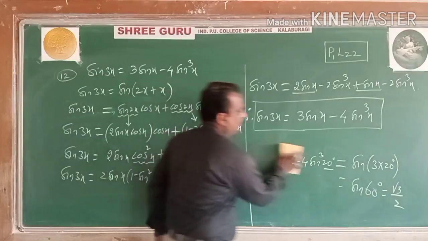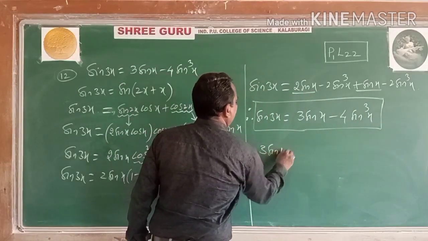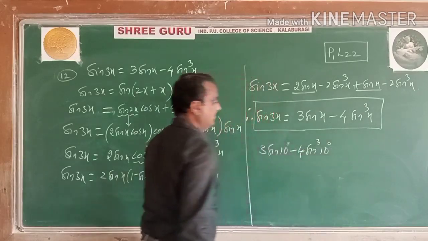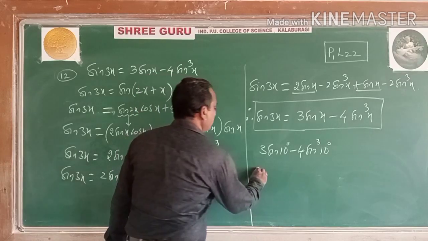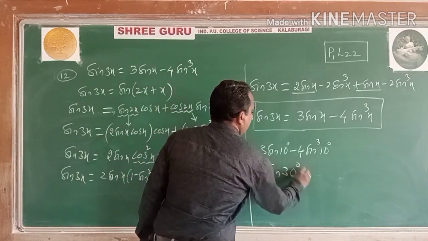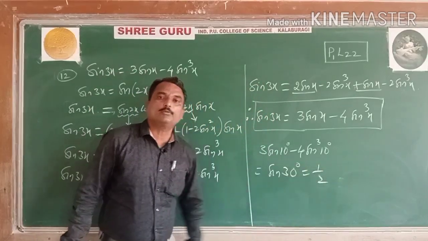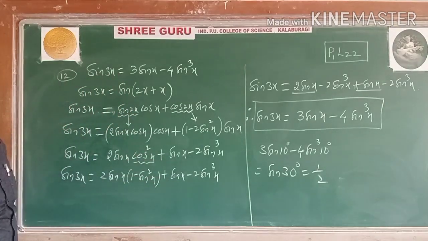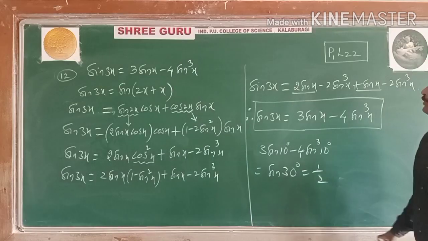One more example I will give. 3 sin 10 minus 4 sin cube 10 degree is equal to, is it sin 30 degree? 3 into 10 degree, sin of 30 degree. What is sin 30 degree? It is 1 by 2. So this is sin of 30 degree. Like that you have to calculate, students. Sin of 30 degree is 1 by 2.